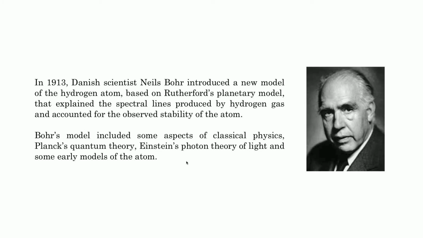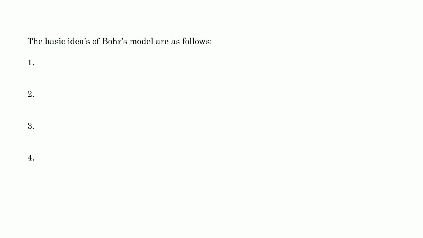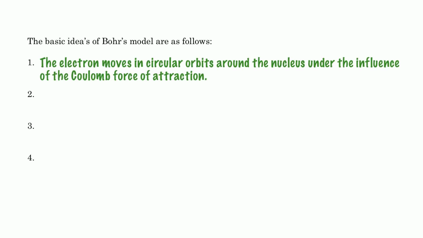So Bohr's model included some aspects of classical physics, a little bit of Planck's work, some of Einstein's work, and some of the earlier models of the atoms. So I'm going to show you the basic ideas of Bohr's model. Here's what they are. The electron moves in circular orbits around the nucleus under the influence of the Coulomb force of attraction. Fair enough. That was one basic idea at the time. Of course, we've even moved a little bit past this now, and you've probably learned that in chemistry, but this is what he had proposed.